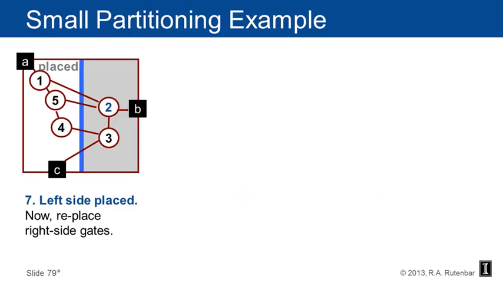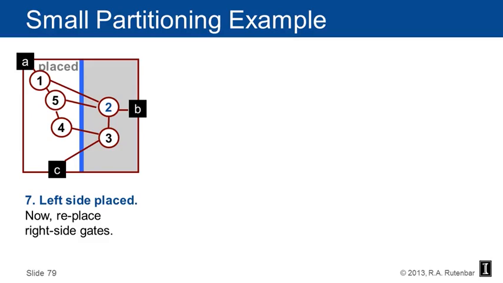So now we can return to the right-hand side. And this is still sort of a cartoon. The stuff on the left-hand side, gates 1 and 5 and 4, are placed. And so that's why my little cartoon, which has gates 1 and 5 and 4 on the left, it's white on the left, it says placed. We know where those guys want to go in the left-hand side. The right-hand side is now dark gray. That is about to be replaced.